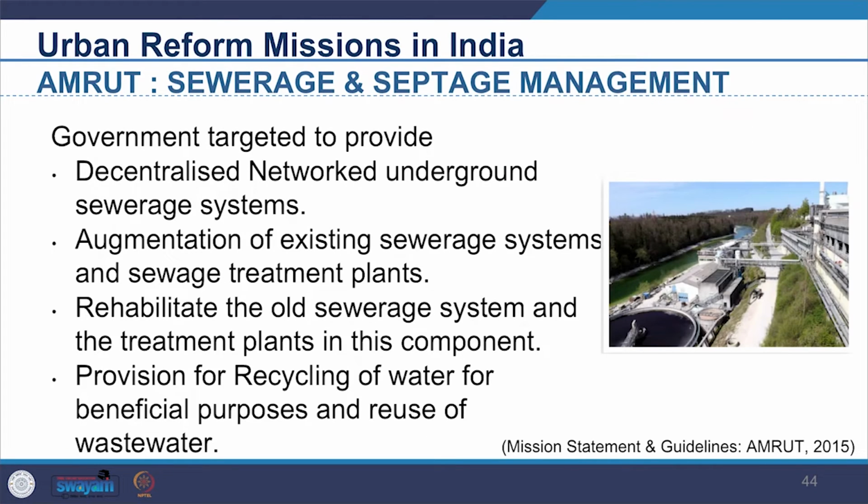The next component of the mission is sewerage and septage management. In this component, the government targeted to provide decentralized networked underground sewerage systems, including augmentation of existing sewerage systems and sewerage treatment plants. Further, the government targeted to rehabilitate the old sewerage system and the treatment plants. Moreover, the government also made provision for recycling of water for beneficial purposes and reuse of waste water.